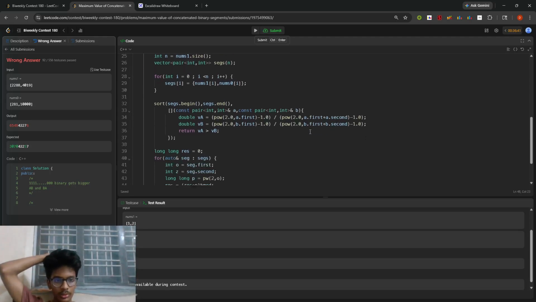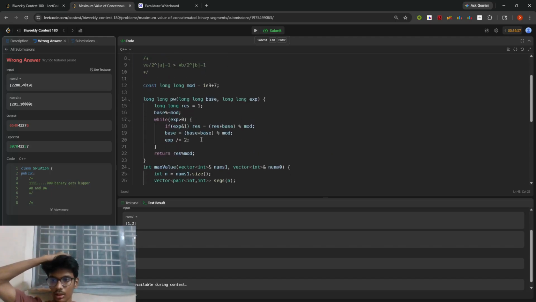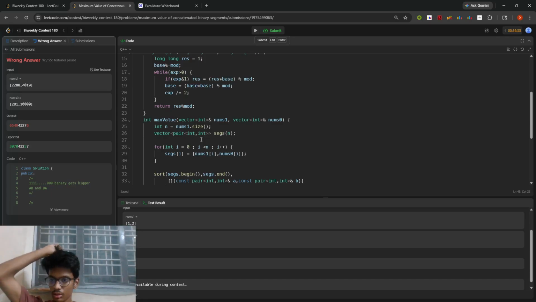At this point of time, it feels pretty boring, after doing this much, after getting this much close, if the question is not getting solved. Yeah, maybe a floating point precision error.